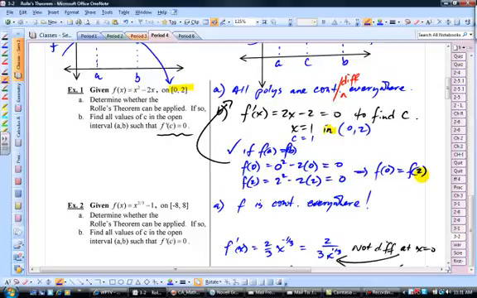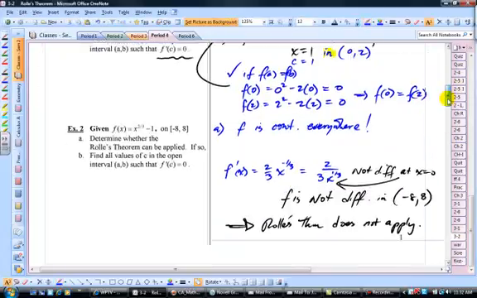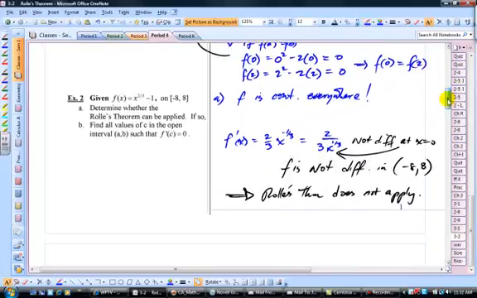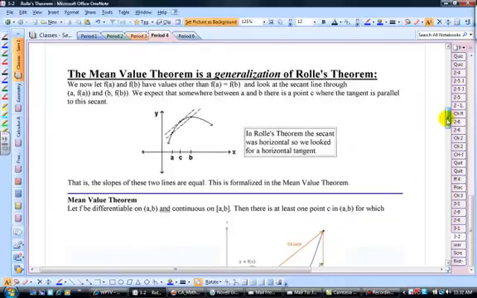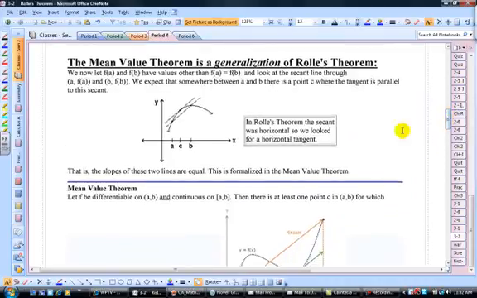So my apologies on that one there. This one gets violated right off the get-go. We didn't have to check f of a and f of b because it wasn't differentiable on that open interval. How would you find c? We did that already. We set the derivative equal to 0 and solved it. That's all you do. Now what happens if f of a is not equal to f of b? Let's turn the page and talk about what's called the mean value theorem.